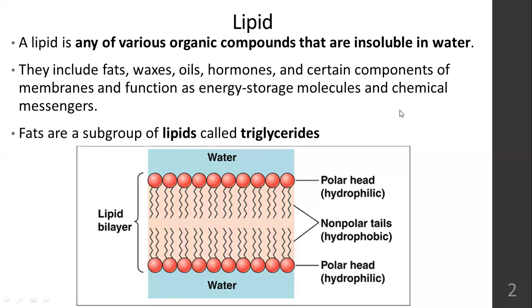Fats are also a subgroup of lipids. What is the difference between fats and oils? Fats become solid when the temperature is cold, and they get liquid when they are heated up. Oil, irrespective of the temperature, will always stay in a liquid form. That's one of the main differences between fats and oils. So fats are a type of lipid, and they are called triglycerides.